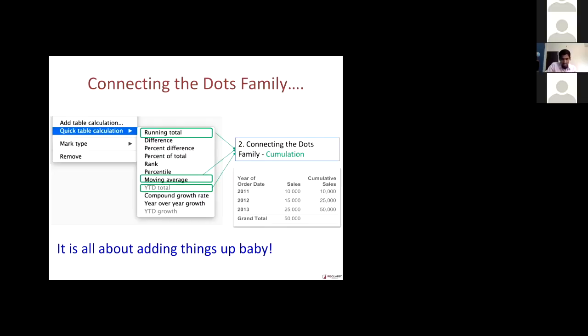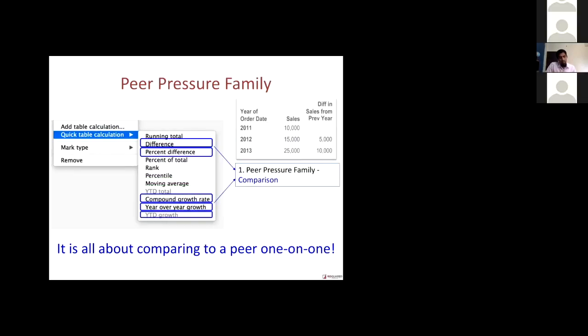So now I go back to the first problem, the peer pressure family, because this family is slightly big, right? Because it also occupies a lot of attention of us, right? Peer pressure, comparing to our peers, right? So the first problem is this one. So we have seen difference. That is what I marked here. The second one is percentage difference, nothing but this 5,000 divided by 10,000, so that we know this is a 50% growth from previous year.